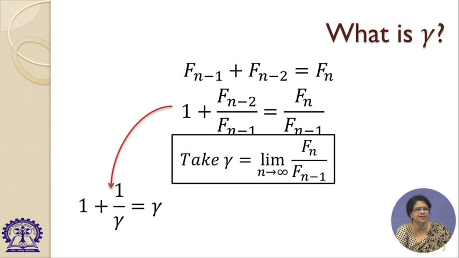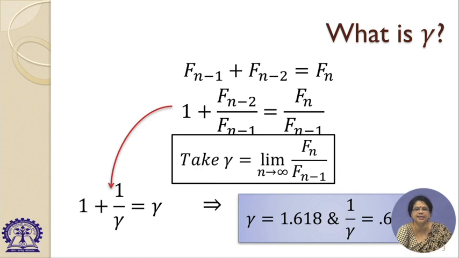Since this is a quadratic equation, we can get the value using minus b plus minus root over b square minus 4ac divided by 2a. With that, if we consider the positive value, we will see that the gamma value will come 1.618, and 1 by gamma will come 0.618. That is the beauty of it.